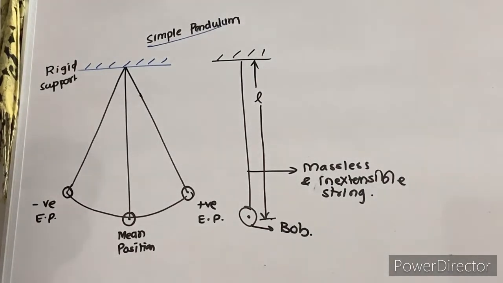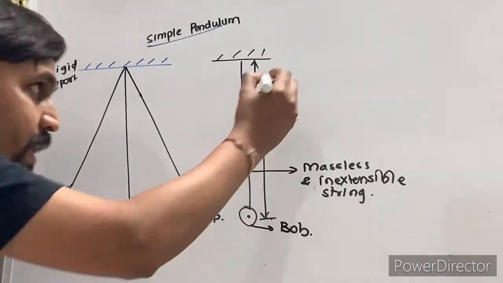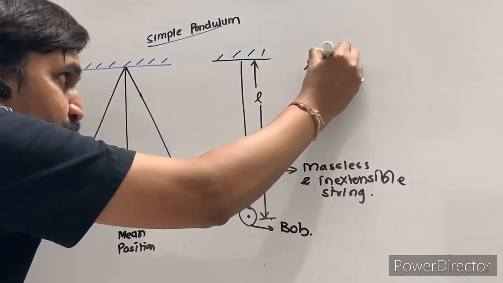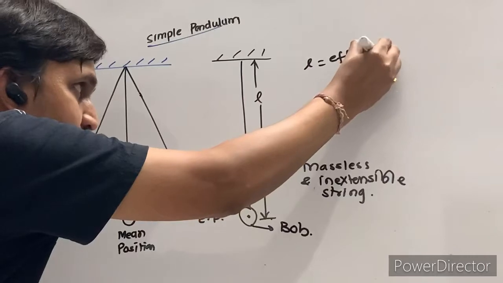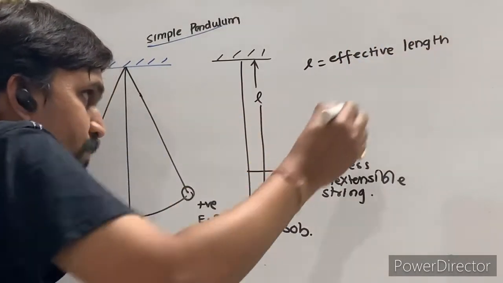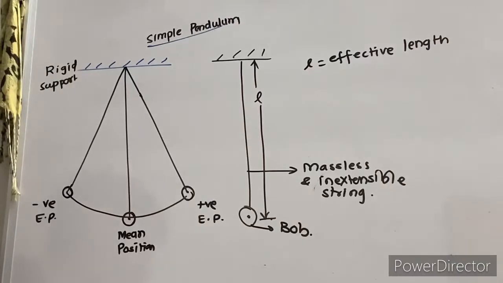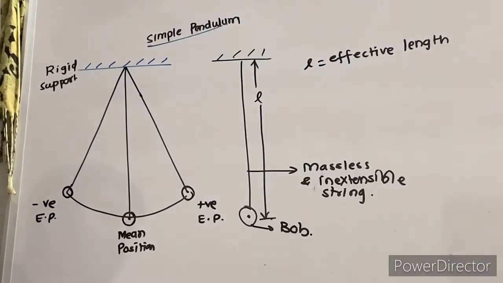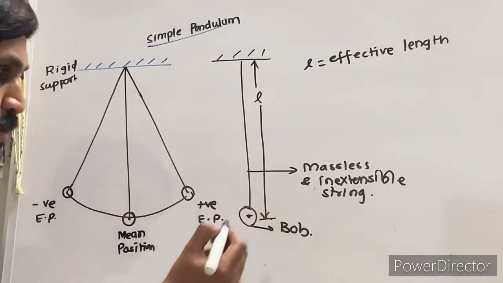Now what is this L? This L is known as the effective length. Now why is it called effective length? Effective length is from the rigid support up to its center of gravity. This is the center of gravity of this point.